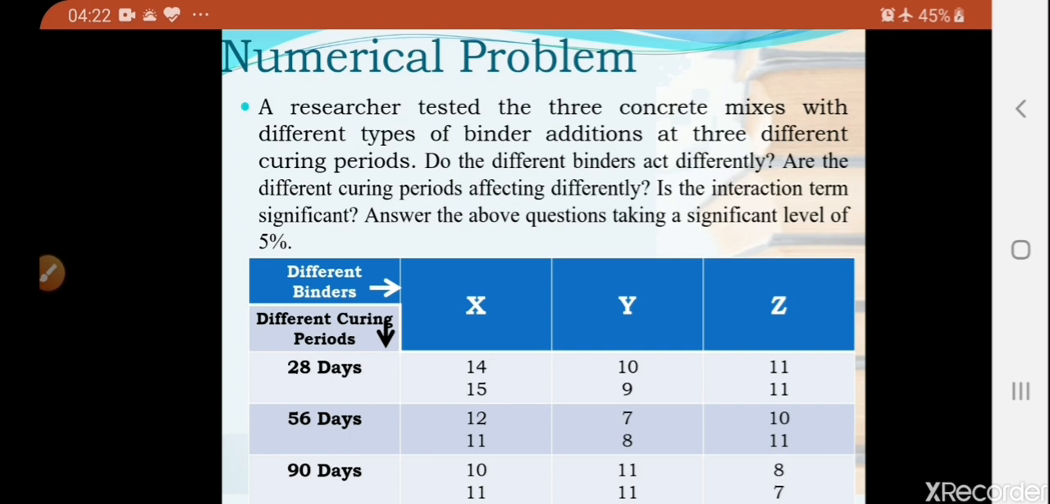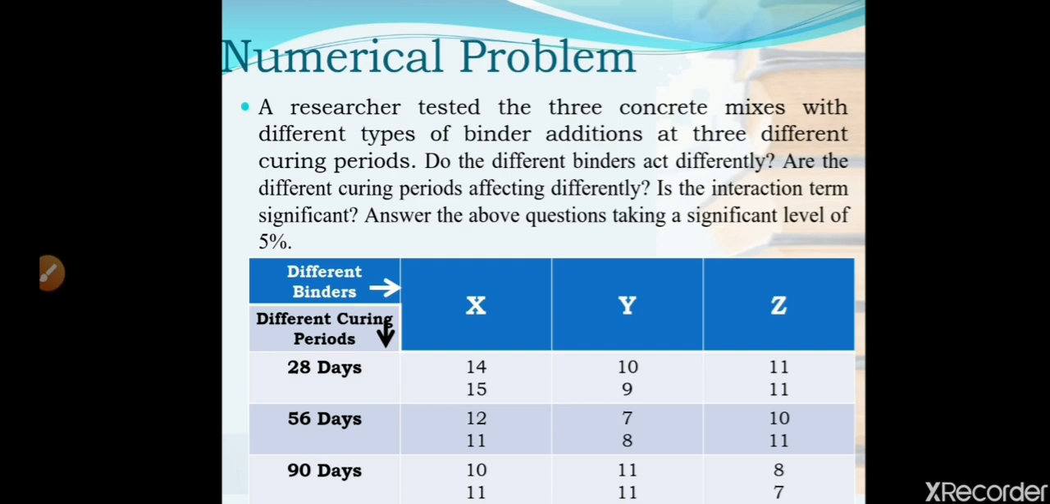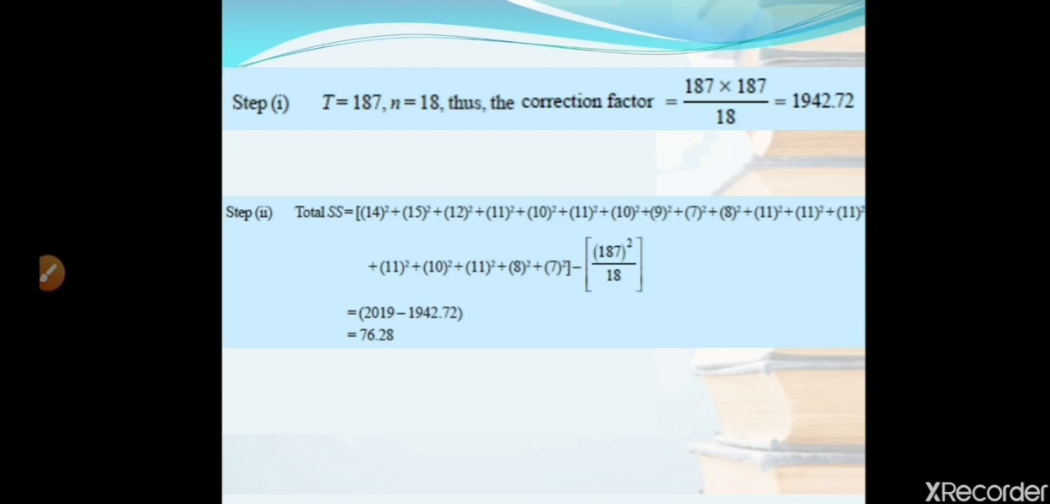Then how to proceed? Step number 1 is we will find out the correction factor. Total of all the measurements is 187 and number of total samples tested is 18. So the correction factor is 1942.72. Then comes the total SS. Total SS means the square of each, 14 square, 15 square, 10 square, 9 square, like this. Sum of squares of all the items minus correction factor. That comes out to be 76.28.